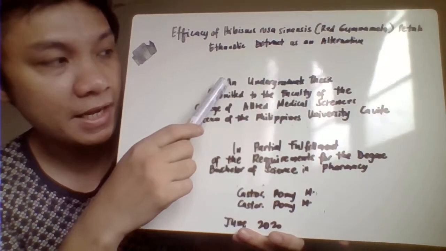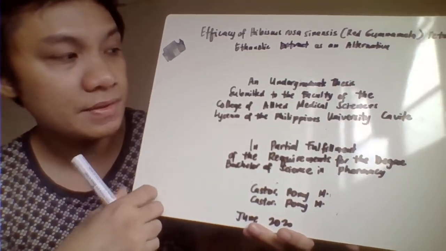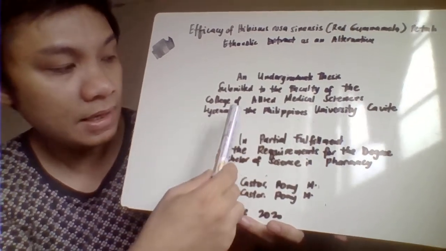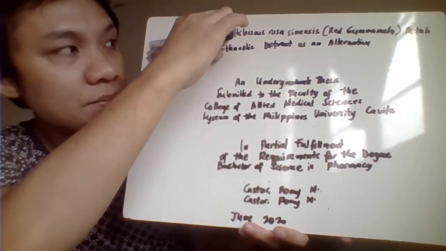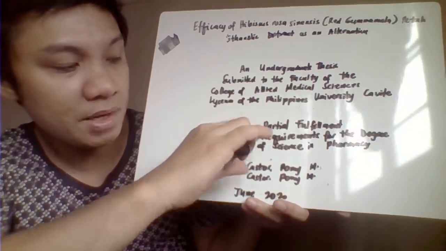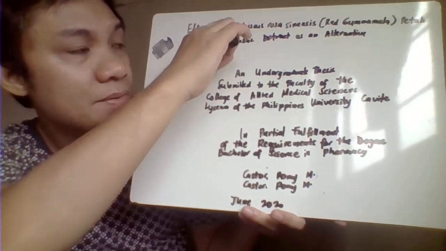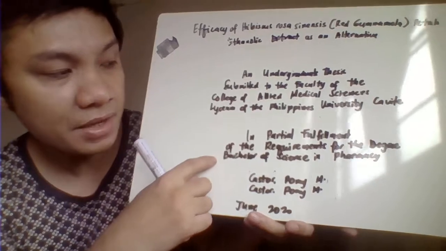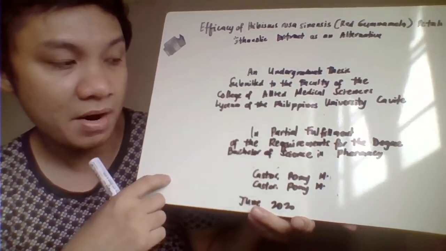This is followed here by an undergraduate thesis submitted to the faculty of the College of Allied Medical Sciences, Philippine University, Cavite. So this one should have no space. This one has no space. This one has also no space, and this one should have no space. Okay, so no space in between. Then follow here in partial fulfillment of the requirement for the degree Bachelor of Science in Pharmacy.